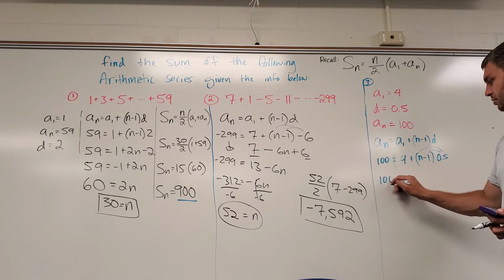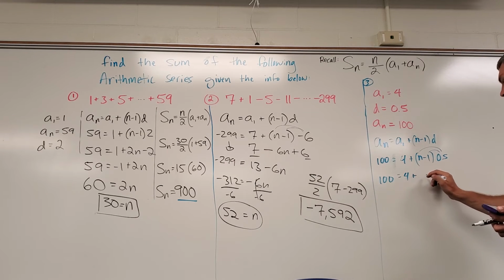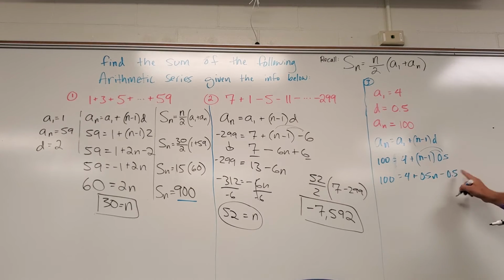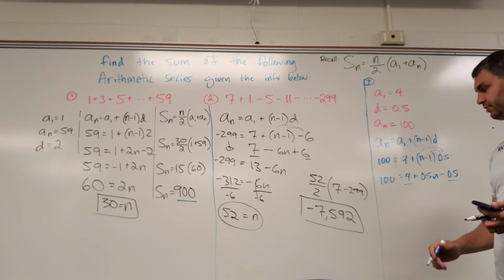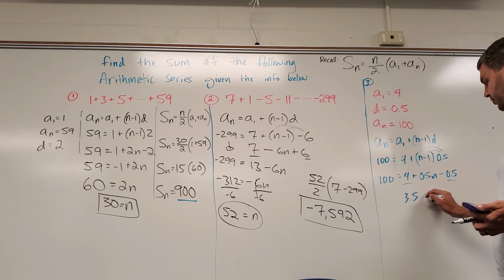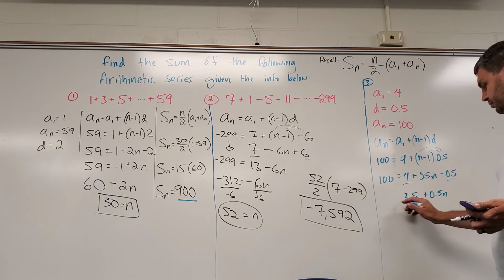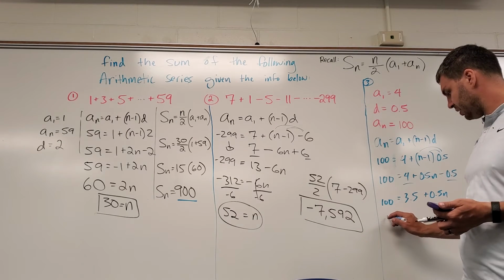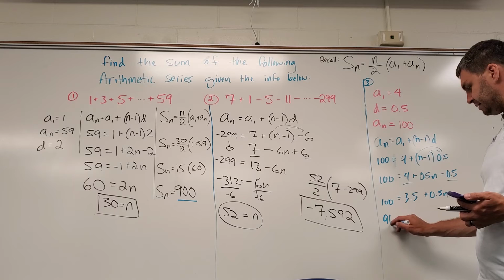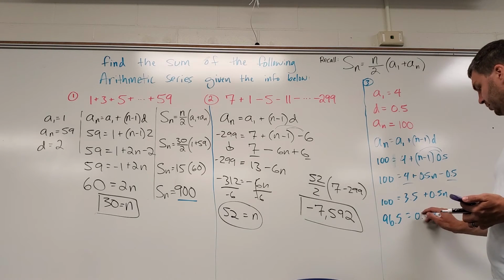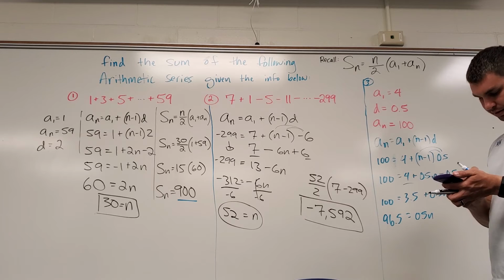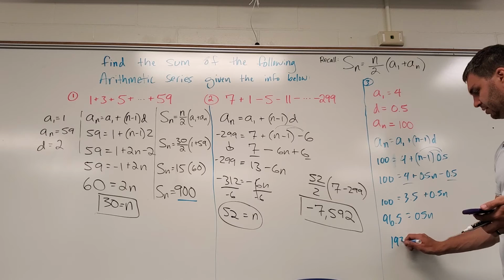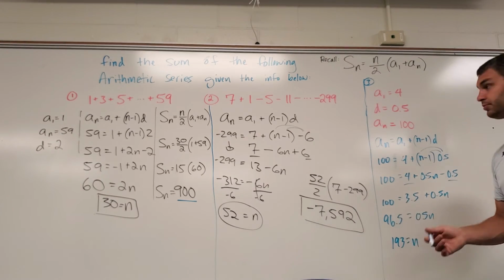Distribute that in. 100 equals 4 plus 0.5n minus 0.5. Combine my like terms. 4 minus 1/2 is 3.5. 3.5 plus 0.5n equals 100. We need to subtract 3.5 over. 100 minus 3.5 is 96.5 equals 0.5n, and 96.5 divided by 0.5 is 193. 193 equals n. So 193 terms.